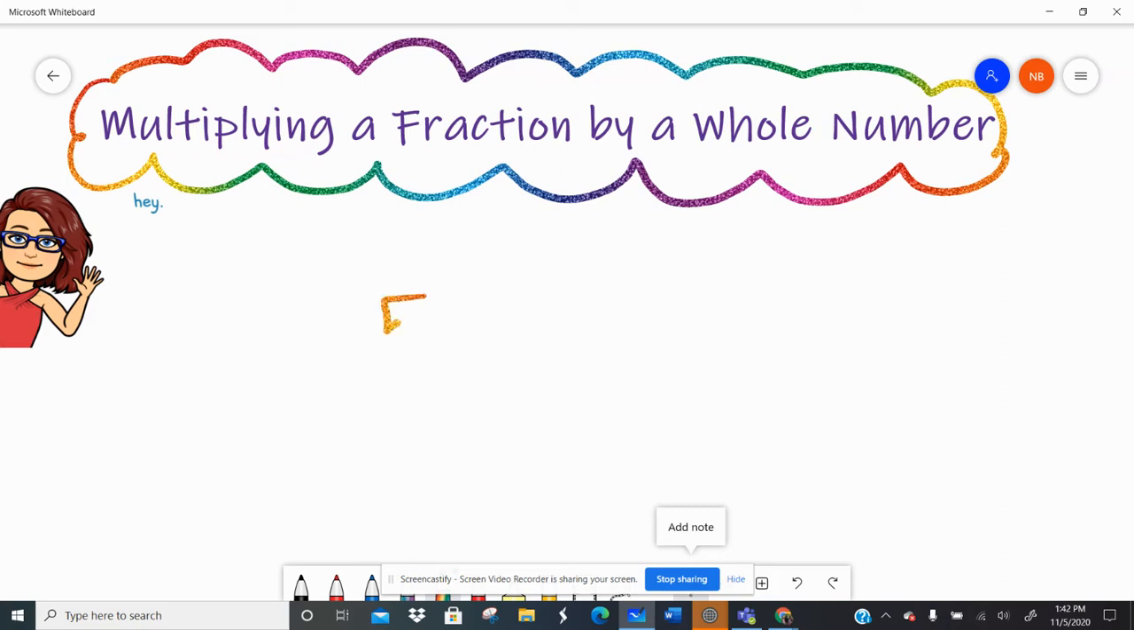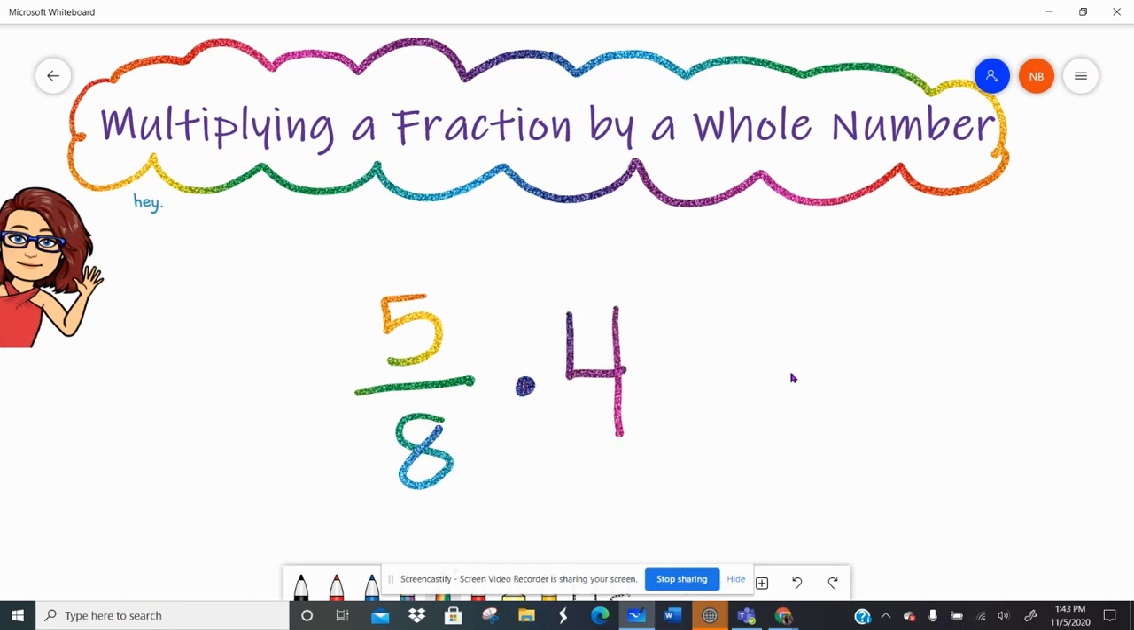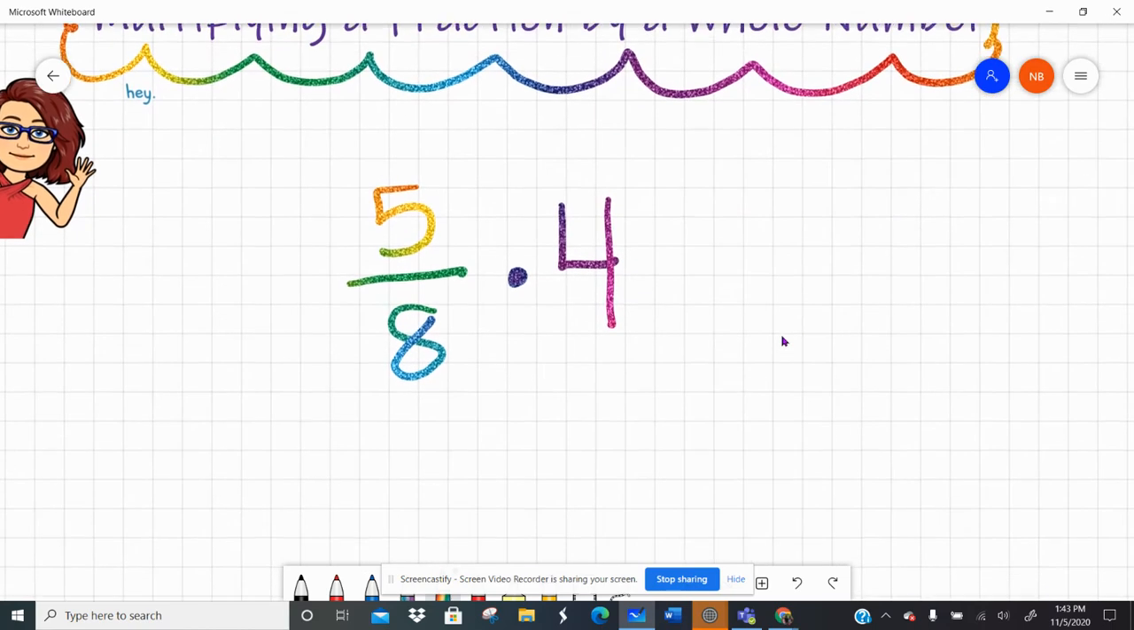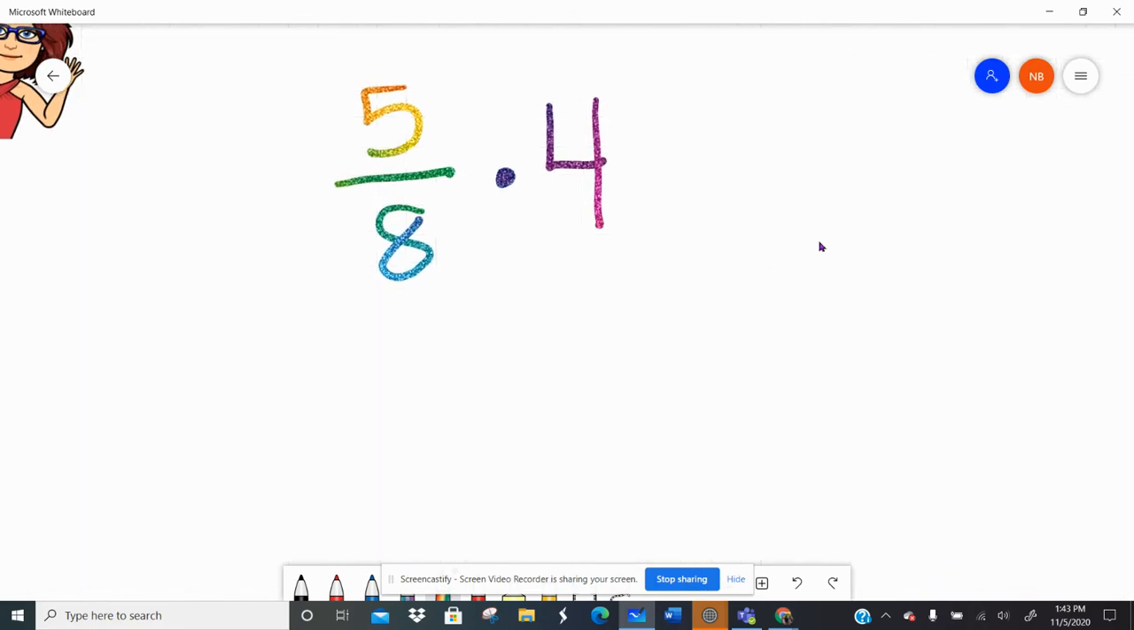All right, so let's say, for example, I have 5/8 times 4. When I multiply fractions, I want a fraction and a fraction, not a mixed number, not a whole number, but two fractions. So I'm going to rewrite my problem, but I'm going to have two fractions. So my 5/8 I'm just bringing down. That's a fraction already. And I'm going to multiply that by 4.